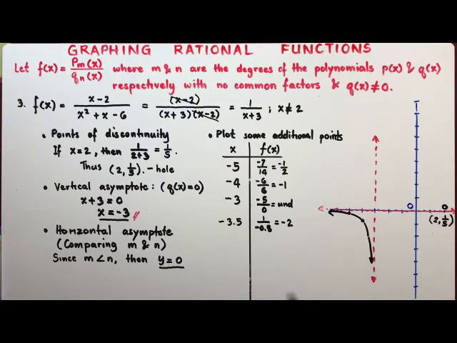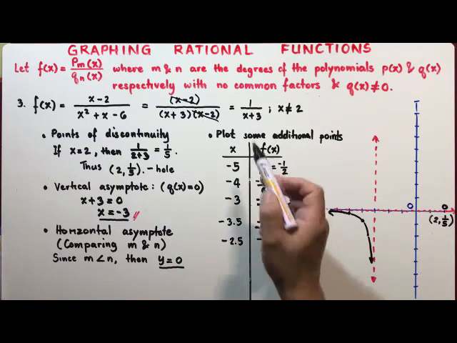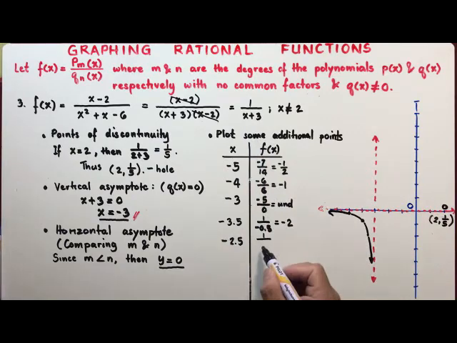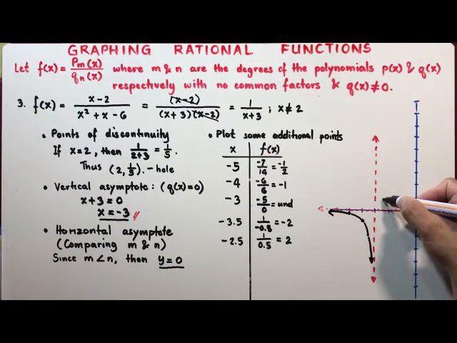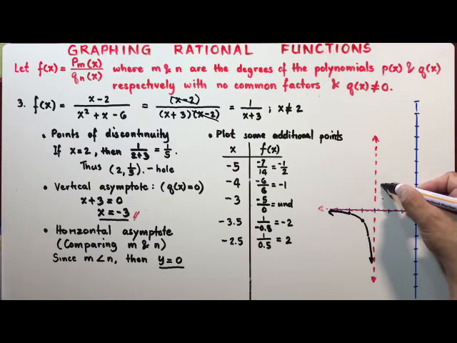So let's try some values of x that is closer to x equals -3, but from the right of it, say -2.5. So 1 over -2.5 plus 3, that is 0.5. So 1 divided by 0.5, that is 2. So here, -1, -2, -2.5, it's 2. 1, 2. It's here.